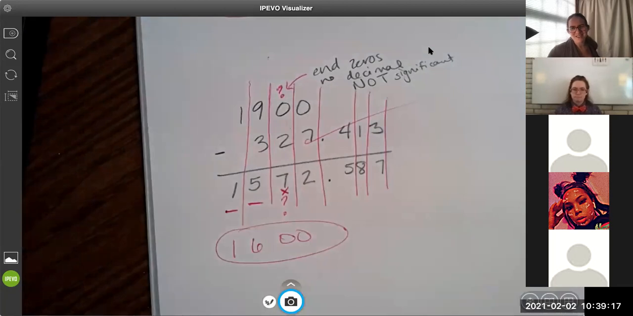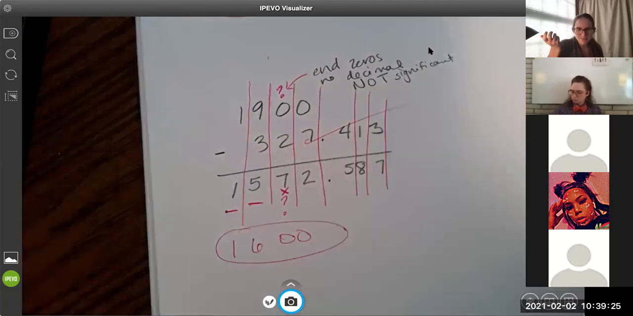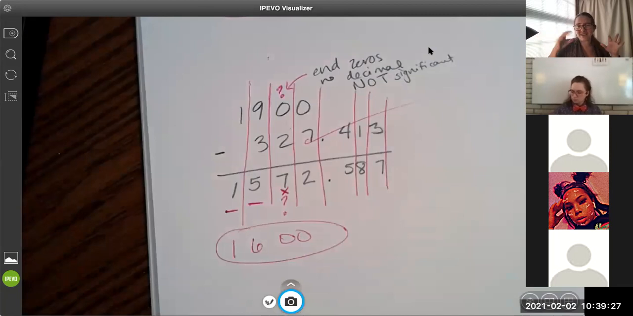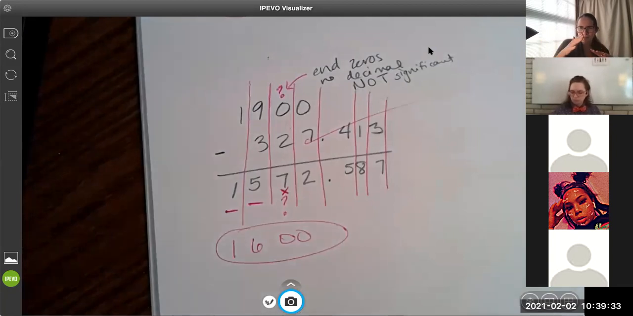It's hard to know on Zoom how these are going. What do you think? Does this make some sense? Is this question mark deal kind of, you know, the biggest place value where you do not have confidence? That's where you're going to round.